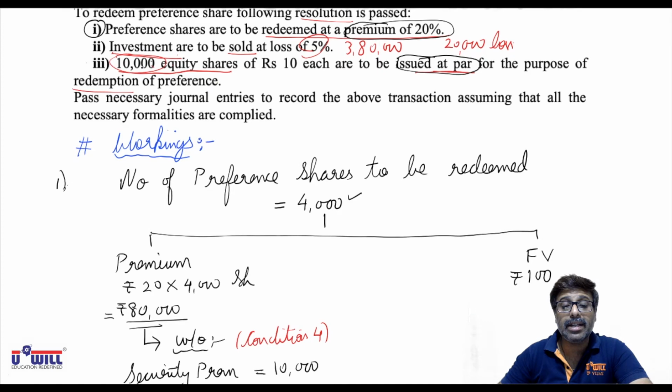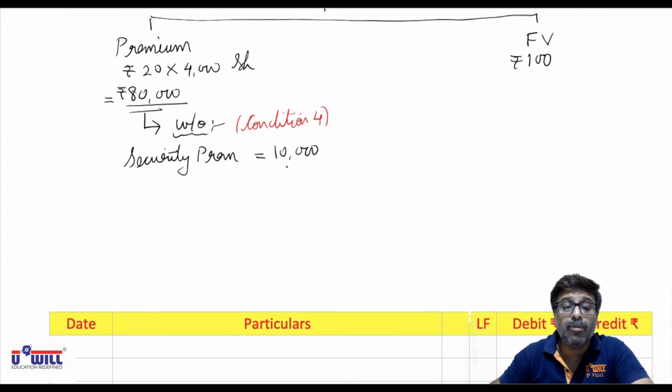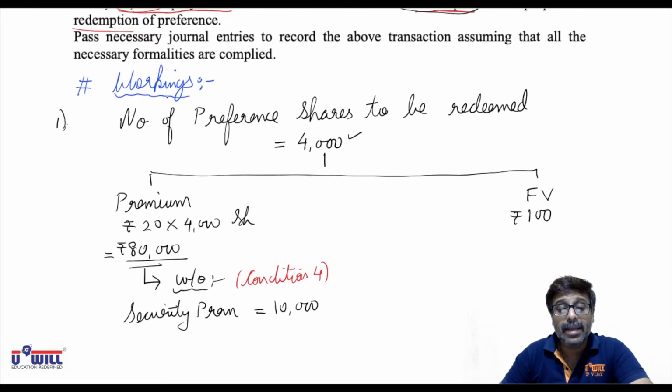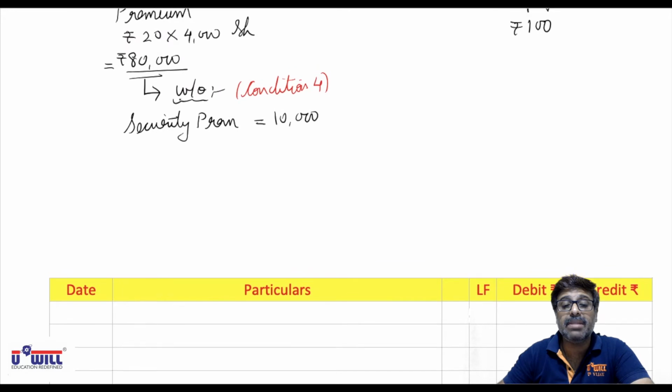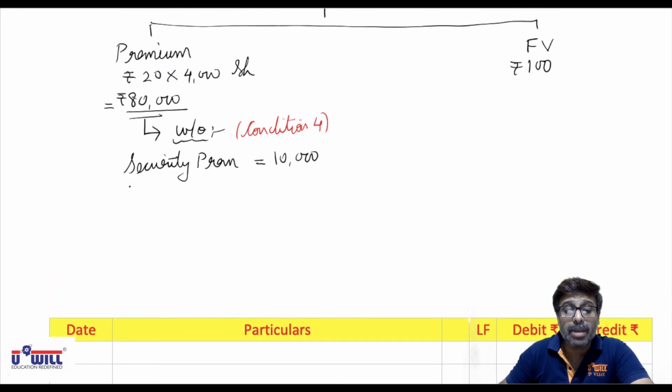Suppose it was given that 10,000 equity shares of 10 each are issued at 1 rupee premium. Then a further 10,000 into 1, that is 10,000 more, would have been available in security premium account to write it off. But here the equity shares are issued at par. So no other premium is available for writing off this premium on redemption. So the remaining amount we will take from profit and loss account.